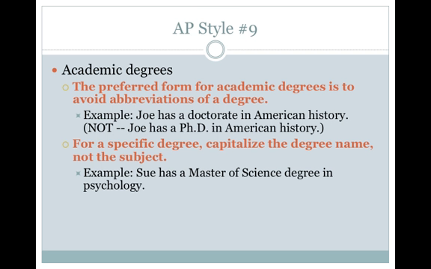So students who get a Bachelor of Arts in Journalism, you're going to write Sue has a Bachelor of Arts in Journalism. Bachelor, Arts, and Journalism are all going to be capitalized. But if you said Sue has a degree in journalism, the word journalism would not be capitalized.